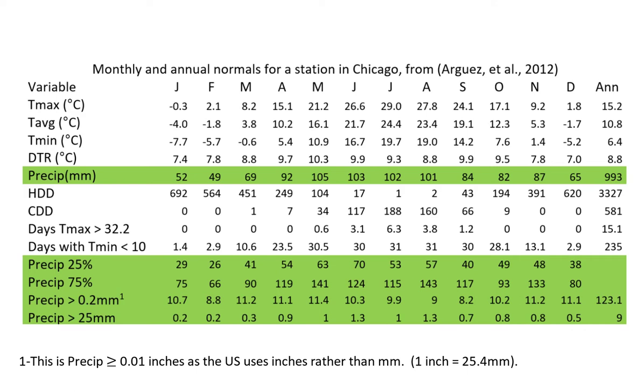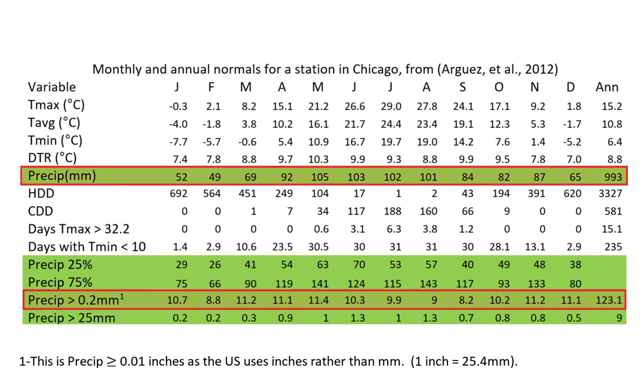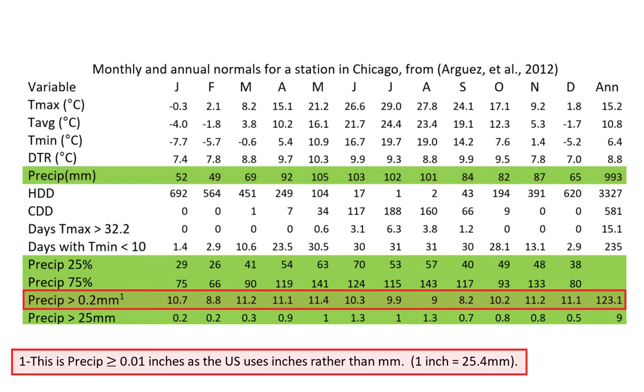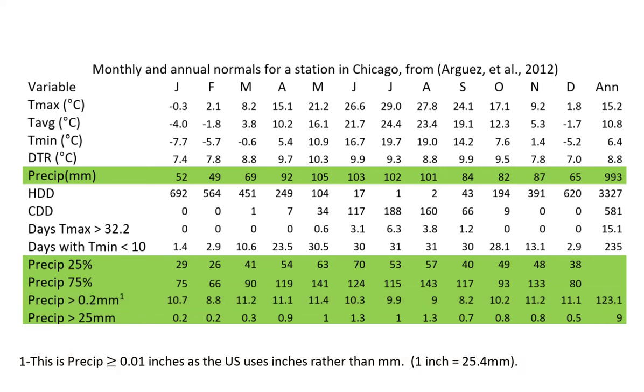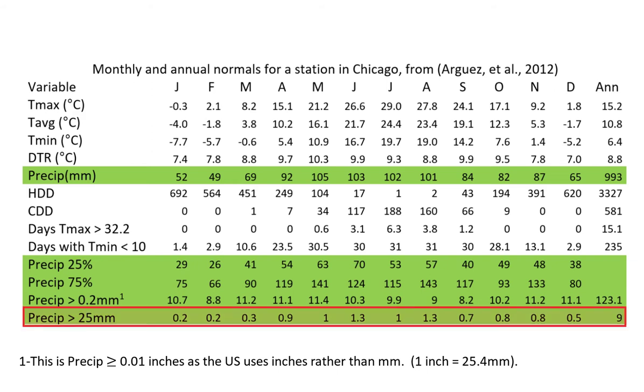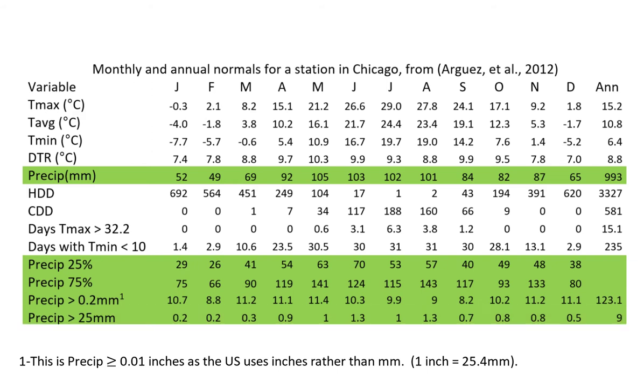For precipitation, the totals are given, as are the number of rain days. The limit for a rain day is changed from 1 millimeter to 0.01 inches, as inches are still used there. The different thresholds suggested by the WMO are replaced by a single 25 millimeter or 1 inch threshold.